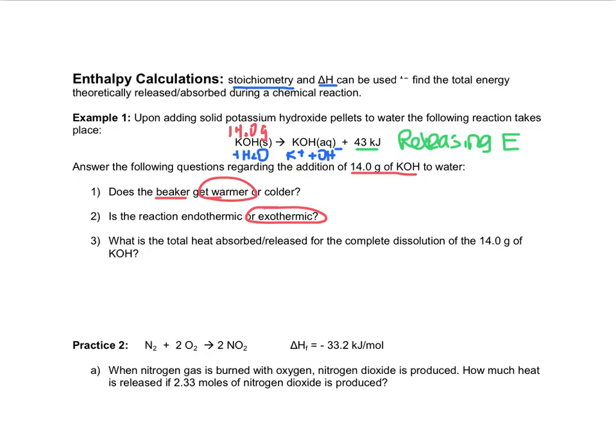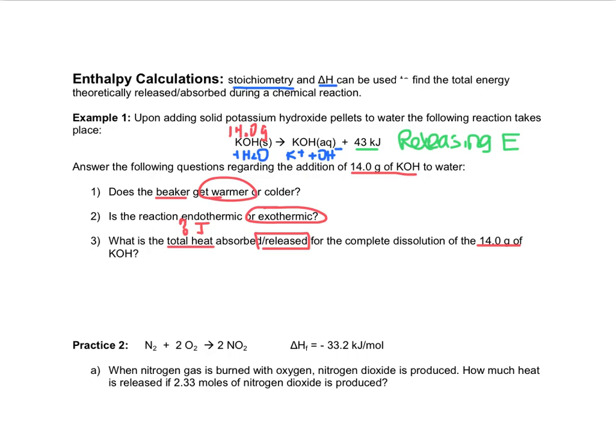Question number 3 is where we get into the stoichiometry part. It says, what is the total heat that is absorbed or released? Keep in mind, that's my unknown, that's what I don't know. And remember, heat is measured in joules. It could be measured in kilojoules, depending on what it asks. We already figured out that it was going to be released to complete the dissolution of the whole 14 grams of KOH. So this is my known we talked about previously.